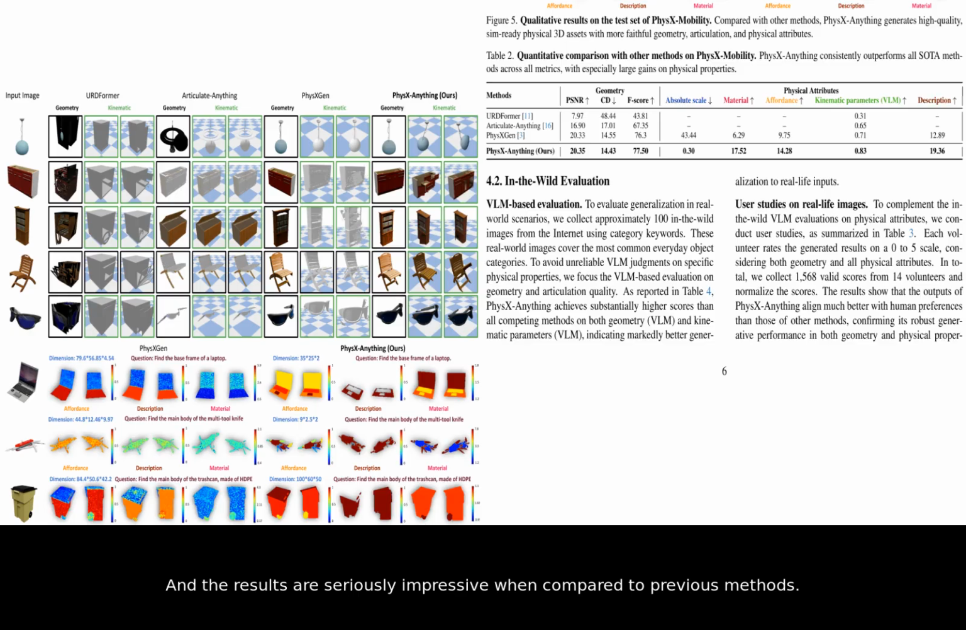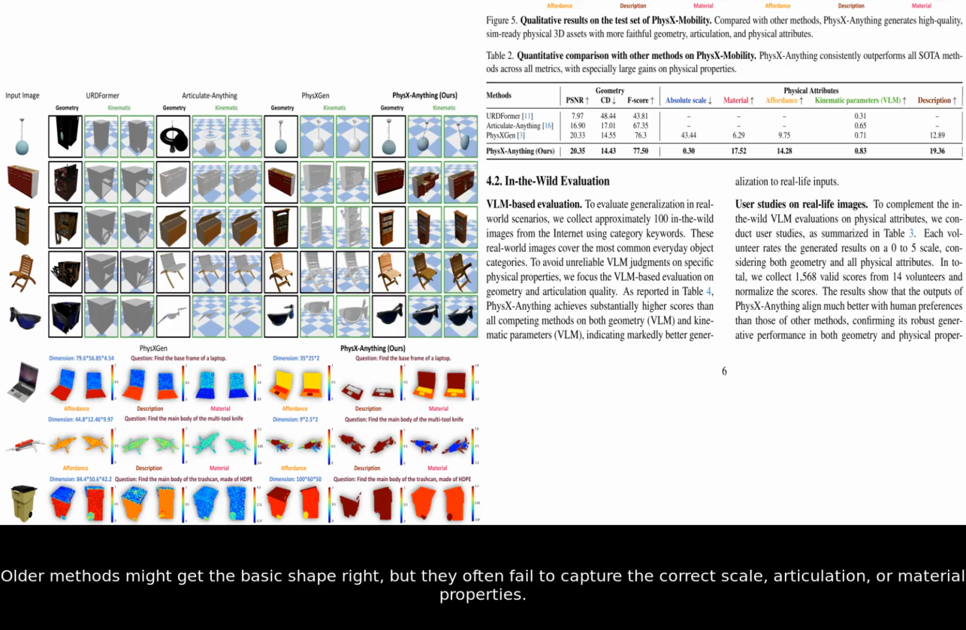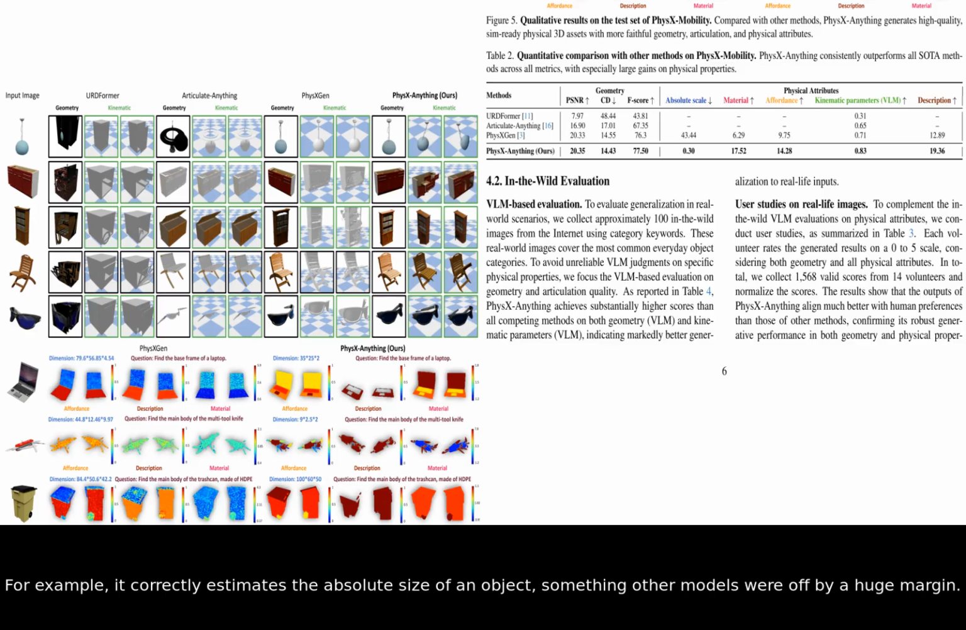And the results are seriously impressive when compared to previous methods. Here you can see a side-by-side comparison for a few different objects. Older methods might get the basic shape right, but they often fail to capture the correct scale, articulation, or material properties. PhysX-Anything, on the other hand, produces models that are not only geometrically accurate, but also physically plausible. For example, it correctly estimates the absolute size of an object, something other models were off by a huge margin.